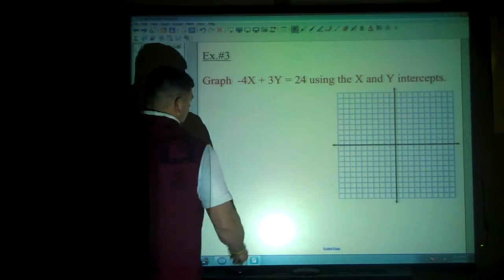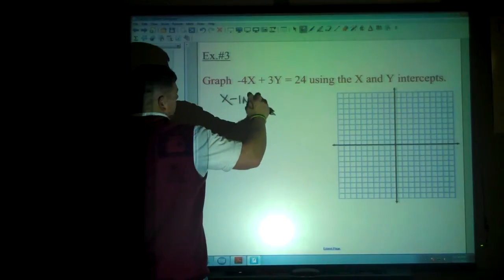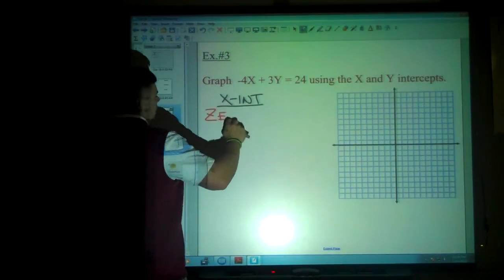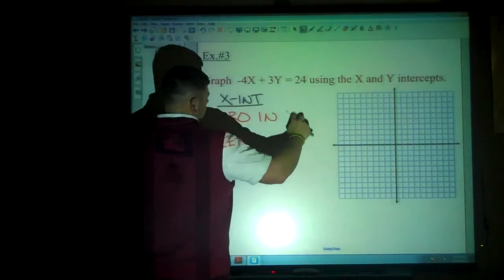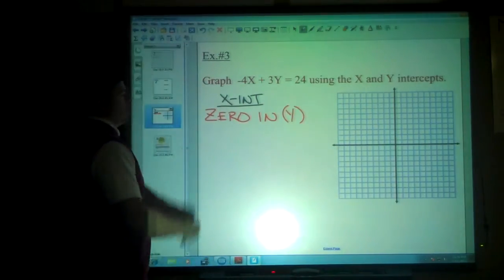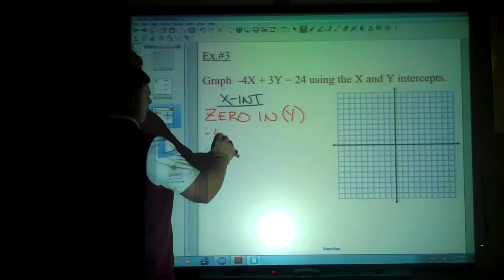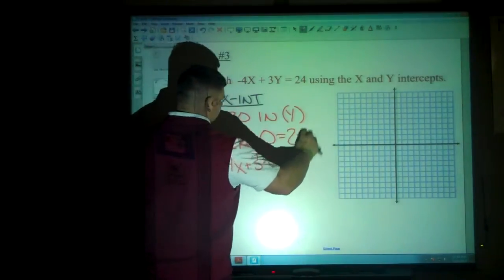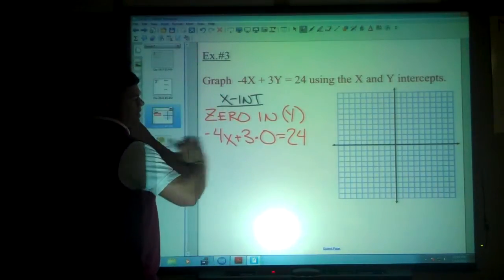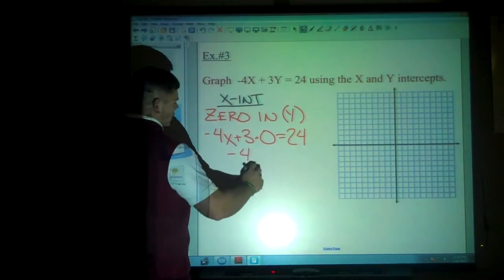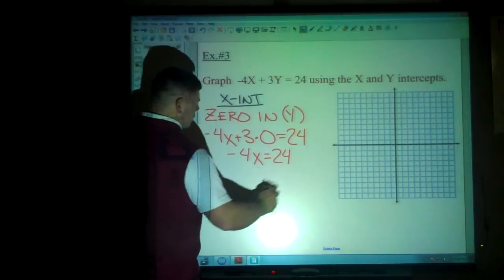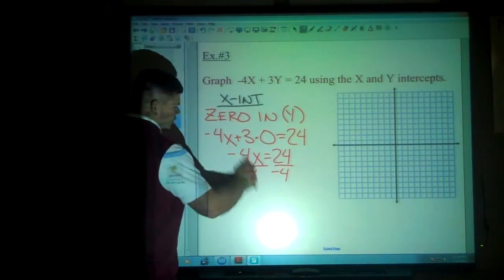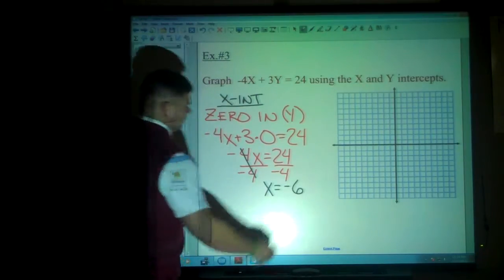So first off, let's start with the x-intercept. If we want the x-intercept, then we know that we're going to put 0 in for y. That's the beginning. We know that. So now we have negative 4x plus 3 times 0 is equal to 24. Well, the 3 times 0 is going to make it all go away, and you're left with negative 4x equals 24. You divide by negative 4. We finish off with x equals negative 6.